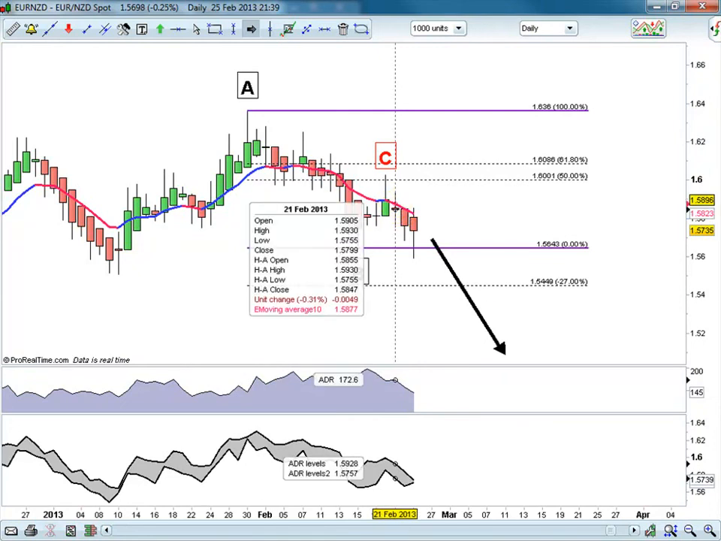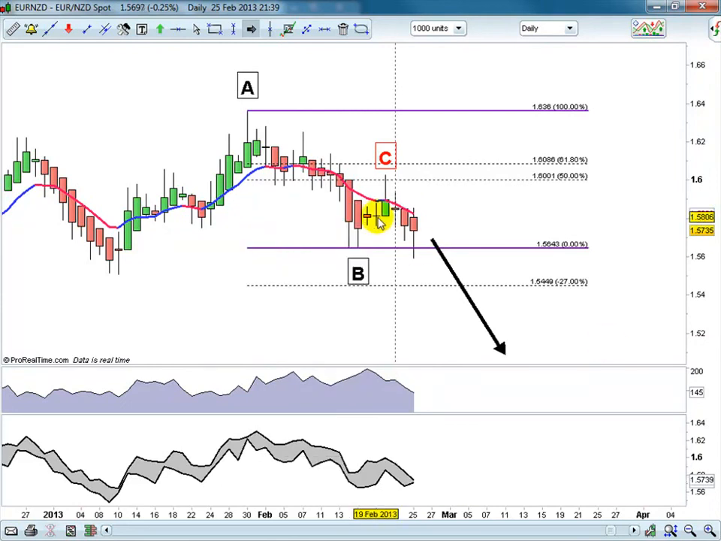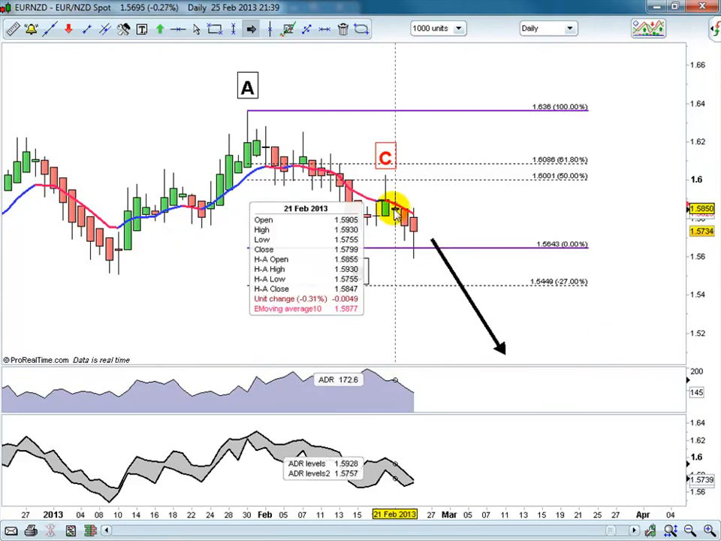Sorry, I misspoke earlier when I was talking about Friday the 21st. It's Thursday, February 21st, just in case you want to go back and look at your own charts.